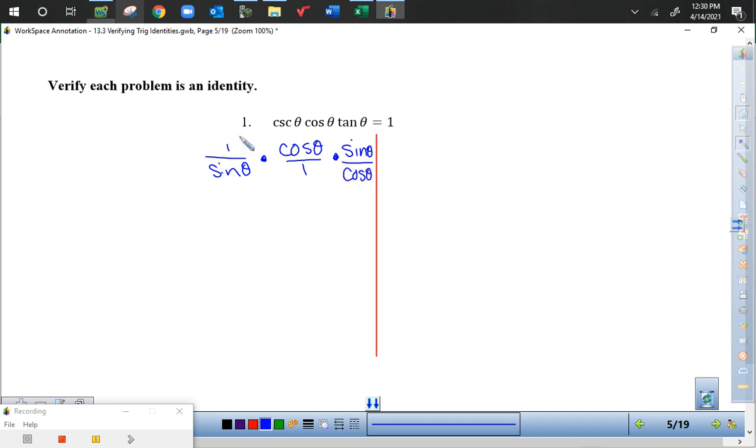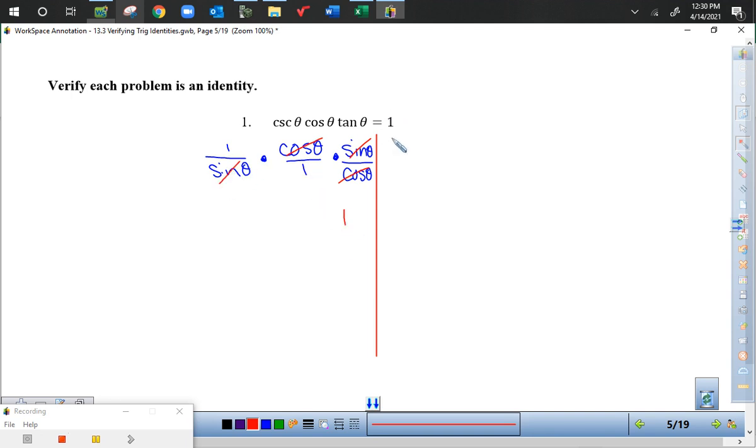All right. With multiplication, we can go straight across, or we can look up and down to see if stuff cancels. So because we have a cosine on the top and the bottom, we can go ahead and cancel those out. Again, this is only fair because it's multiplication. That does not work for addition or subtraction. Same thing with the sines, and we're left with 1 over 1, which is 1.